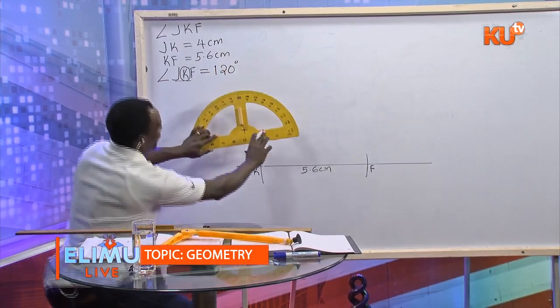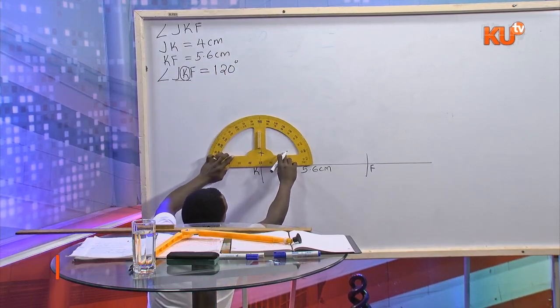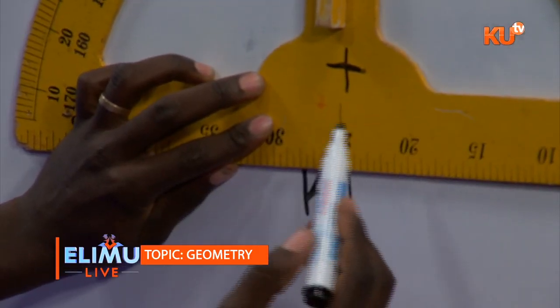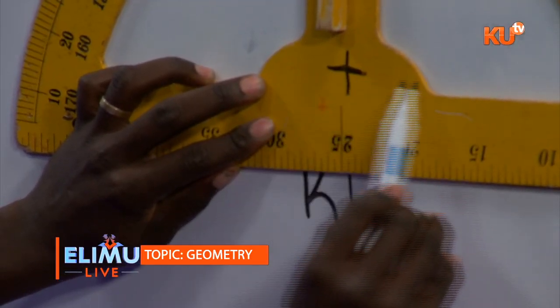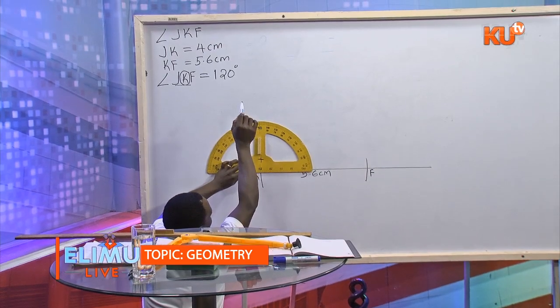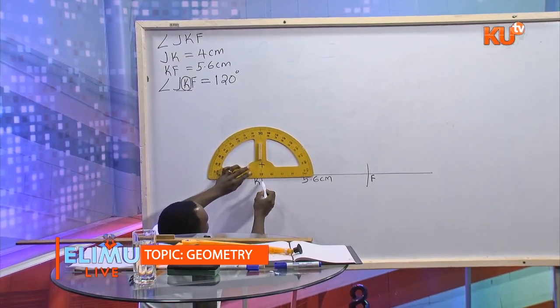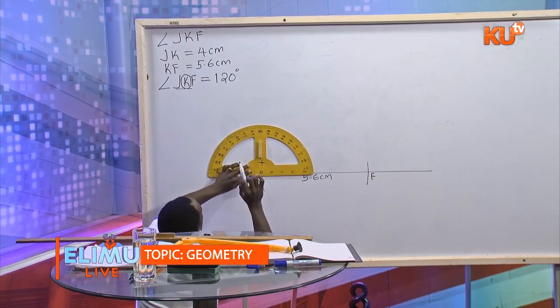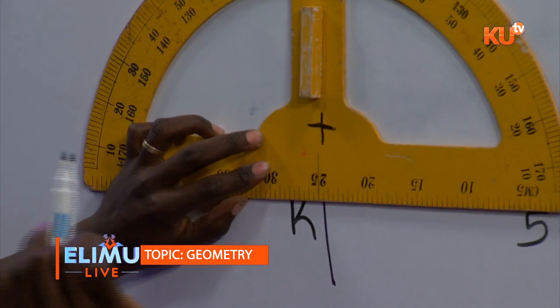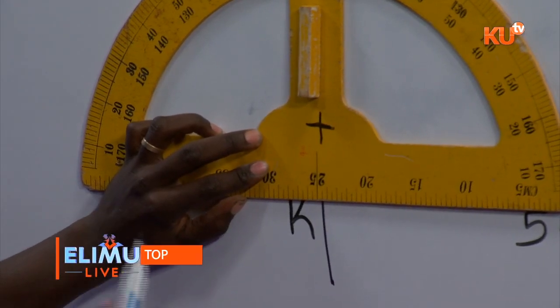Place it well here to cover that part, and ensure the line on your protractor runs along the one you constructed, and the one that is running vertically. Then, when it comes to measurements, this is another point where our learners go wrong.